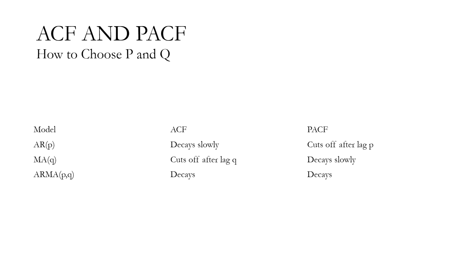So how do you choose p and q? Here we see somewhat of a heuristics guide. For AR(p), the ACF decays slowly and the PACF cuts off after lag p. For MA(q), the ACF cuts off after lag q and then the PACF decays slowly. So you see that the AR and MA are somewhat opposite. But if we have an ARMA, which is short for autoregressive moving average, without the differencing component, both decay.